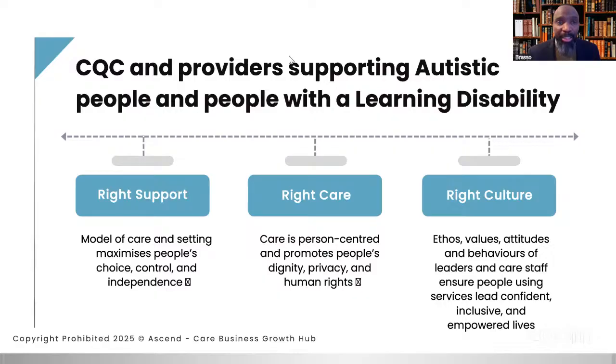So it's very, very important that if you choose this area, and that's a group of people that ordinarily we provide care and support to, and we set up our domiciliary care services to cater for this group of people, we are extra vigilant. We make sure that we have all the mechanisms to ensure that our services are compatible with these three domains of right support, right care, and right culture.